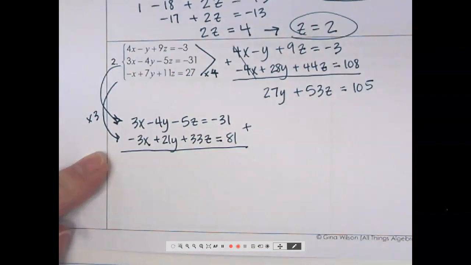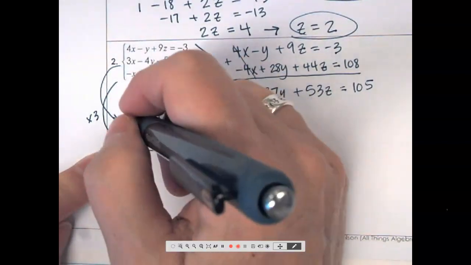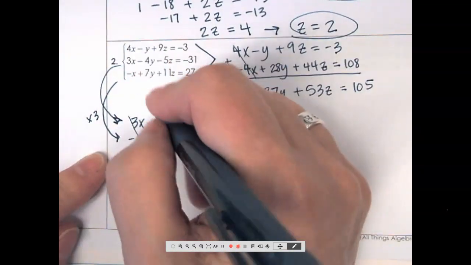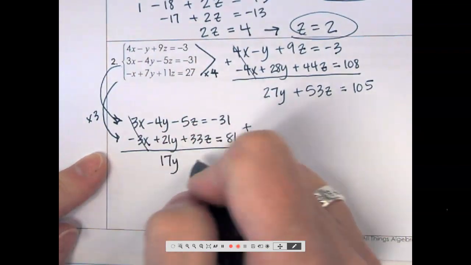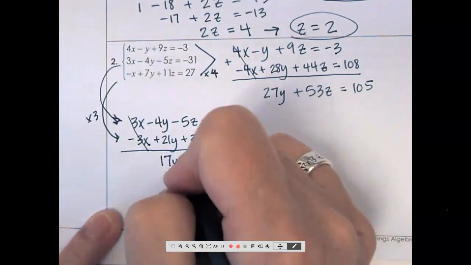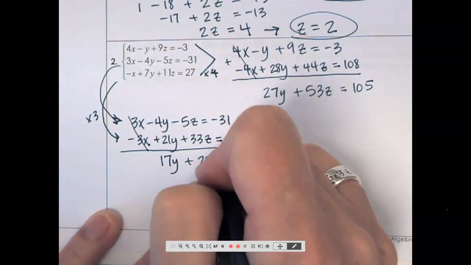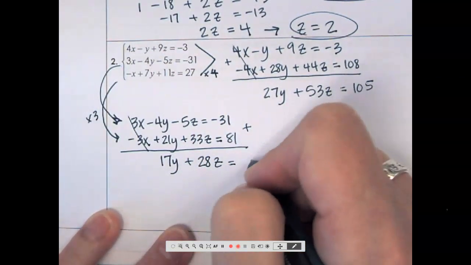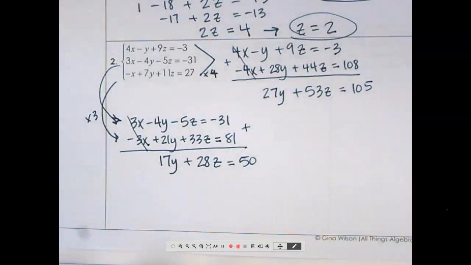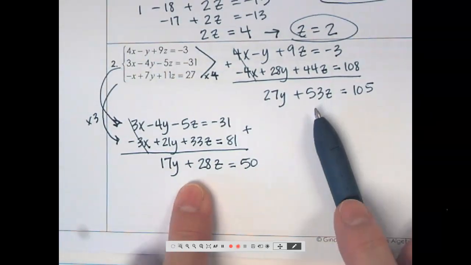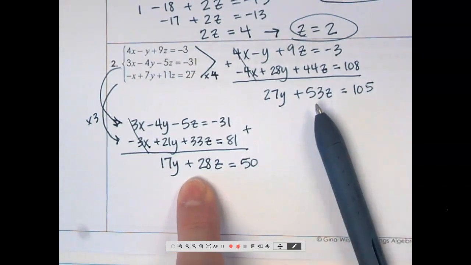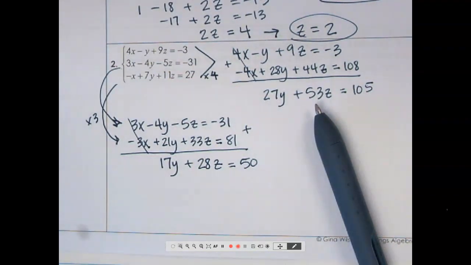Add them up. Okay, x's cancel. 17y. What's that? 28z. And 50. Okay, we didn't get so lucky this time because now we have to combine these two and get rid of either y or z. I don't really see anything easy to do except multiply one of the equations by the other coefficient.